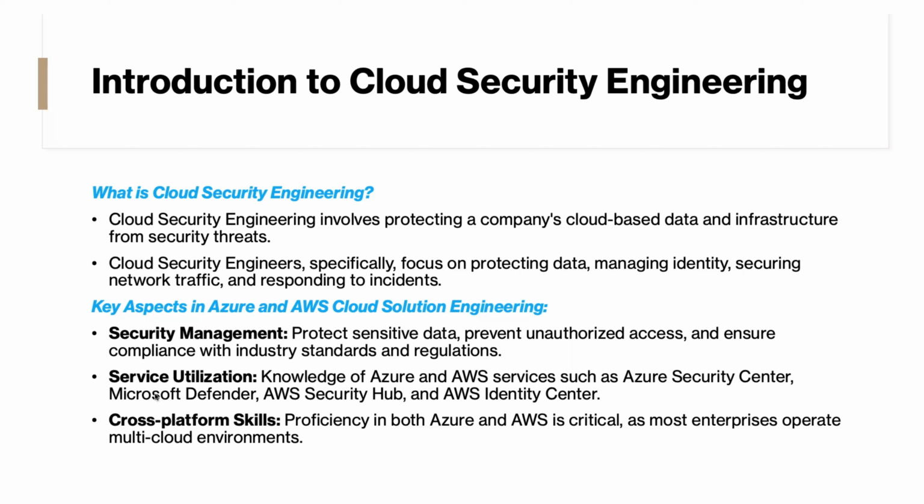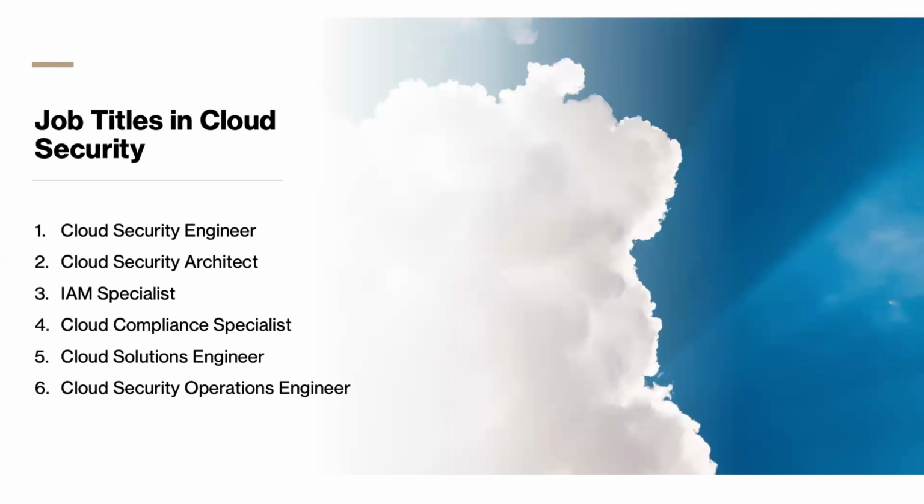So we have other things like service utilization as well, where you make use of things such as your Azure Security Center, your Microsoft Defender, AWS Security Hub. So basically using these key services, because we talked about services earlier on, cloud services and cloud resources. That's another key aspect, utilizing those service tools within the cloud to consistently ensure security within the organization in its cloud environment.